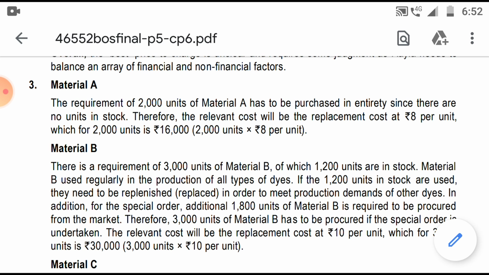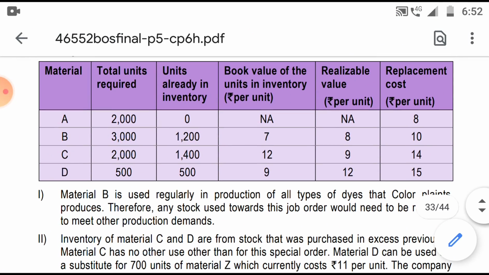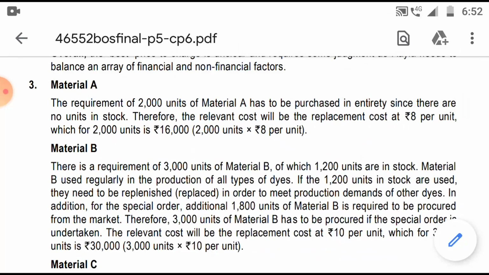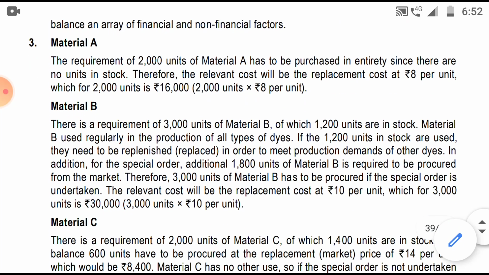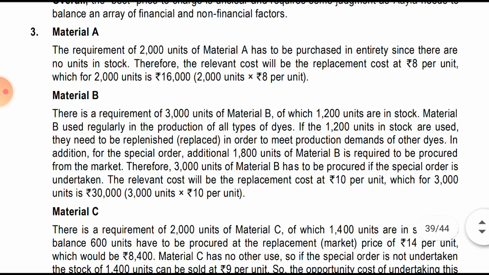Therefore the relevant cost will be the replacement cost, that is 8 per unit. See, there isn't any cost, so the replacement cost is 8. So 2000 into 8, which we had done directly, is 16,000. Material B, as we had discussed, is a regular stock.